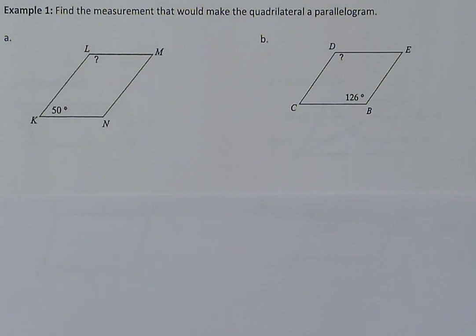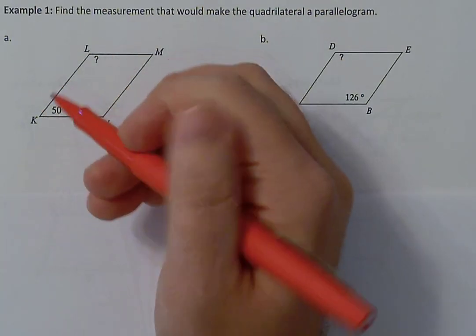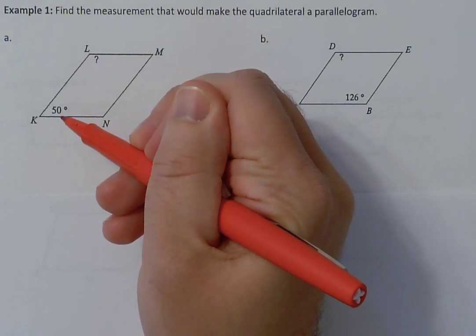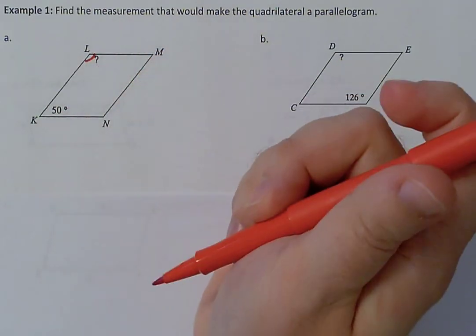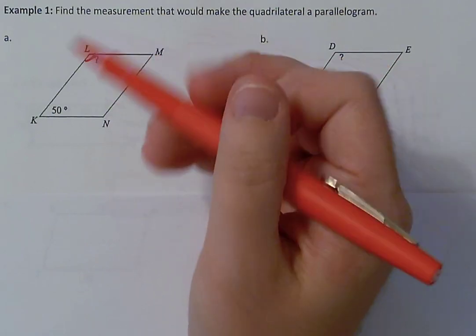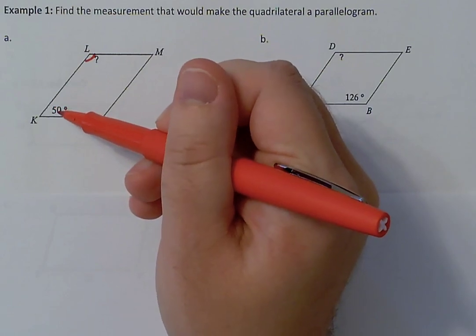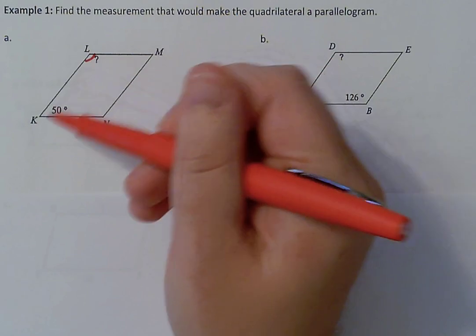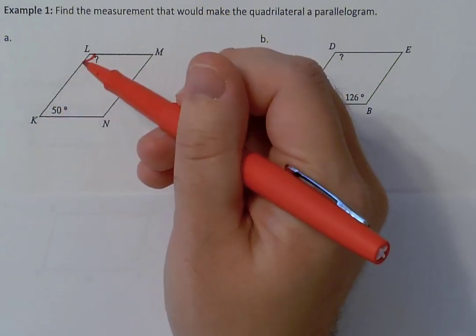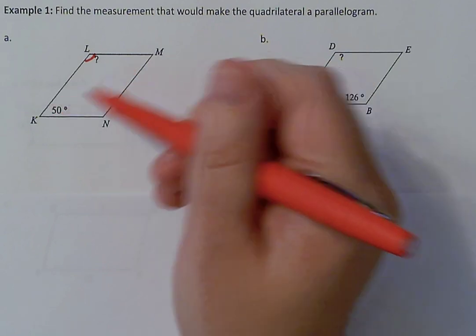All right, so if we look at A, they tell us that angle K is 50 degrees, and they want me to figure out what L needs to be to make this a parallelogram. So if I know K is 50 degrees, what does L need to measure? Now, angles K and L, are they consecutive? Are they next to each other? Or are they opposite of each other?